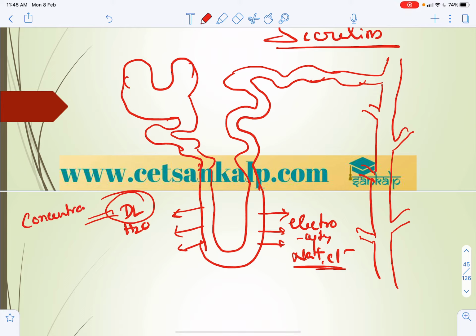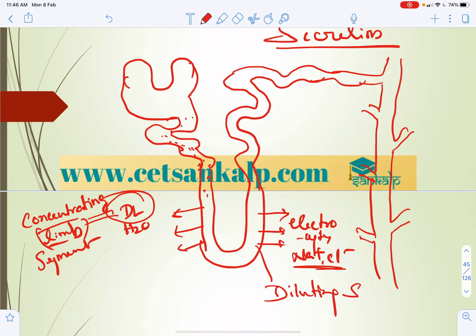And keep it in mind that this descending limb is called the concentrating limb, because water will be moved out and the filtrate, that is called the glomerular filtrate, gets concentrated. So this is called the concentrating segment. And when electrolytes move out, that is the diluting segment. So these are the two things you have to keep in mind.